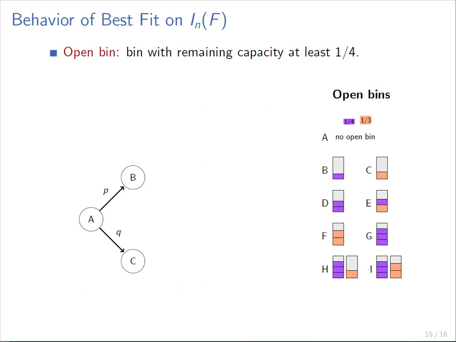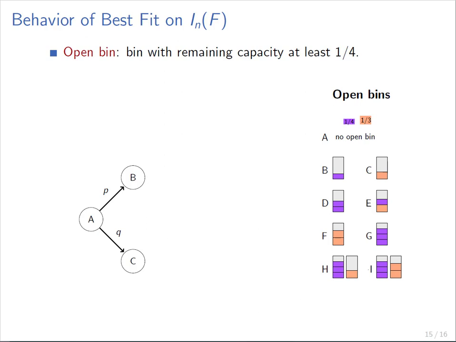To analyze best fit on this random instance, it is actually enough to consider the open bins of best fit at any time of the packing. Here, open bins are those of remaining capacity at least 1/4. Such bins can receive items in the future. On the other hand, bins of remaining capacity smaller than 1/4 can be considered as closed because no item can be packed there in the future. Okay, and the first observation is that the best fit algorithm for this configuration of item types maintains at most 2 open bins at any time.